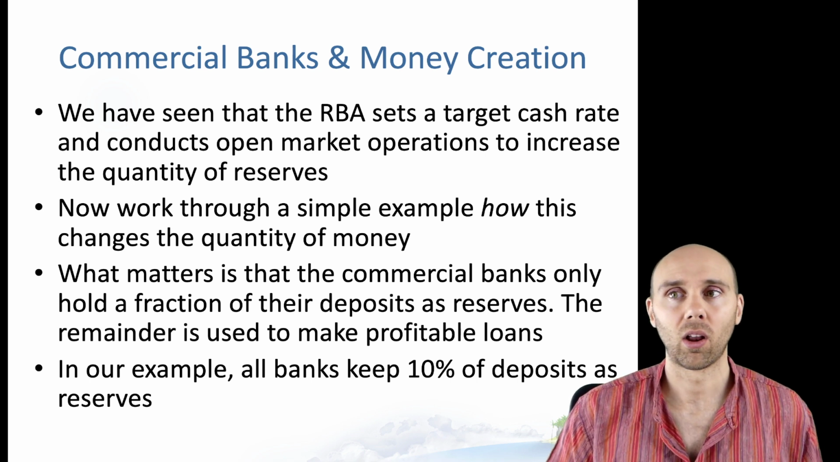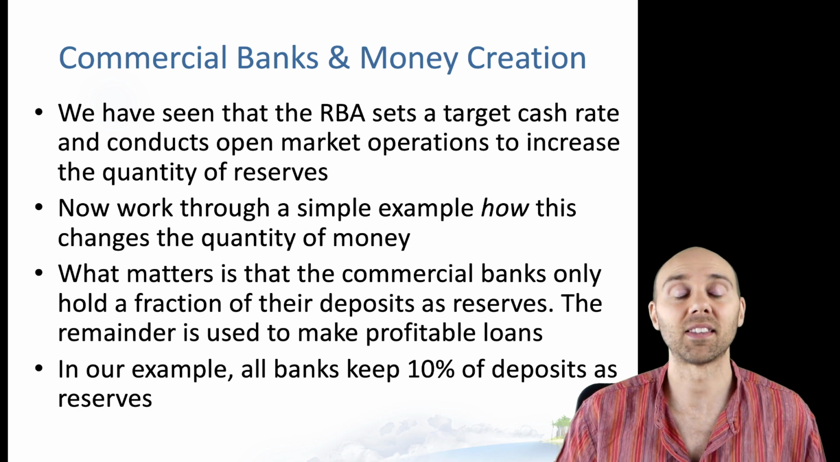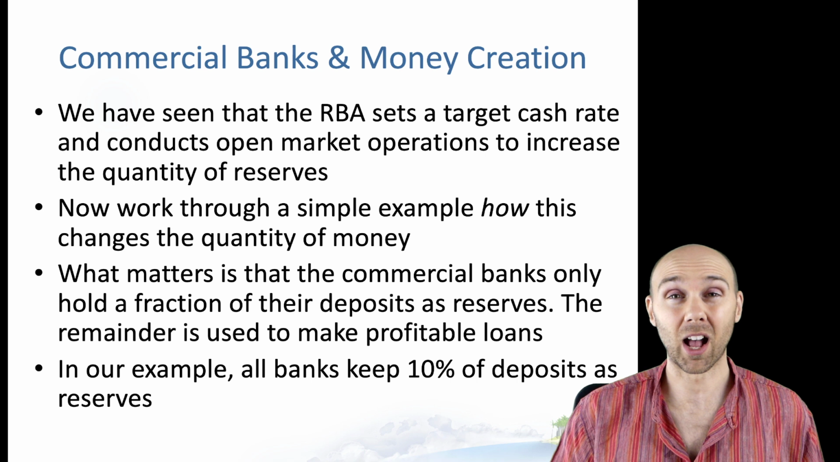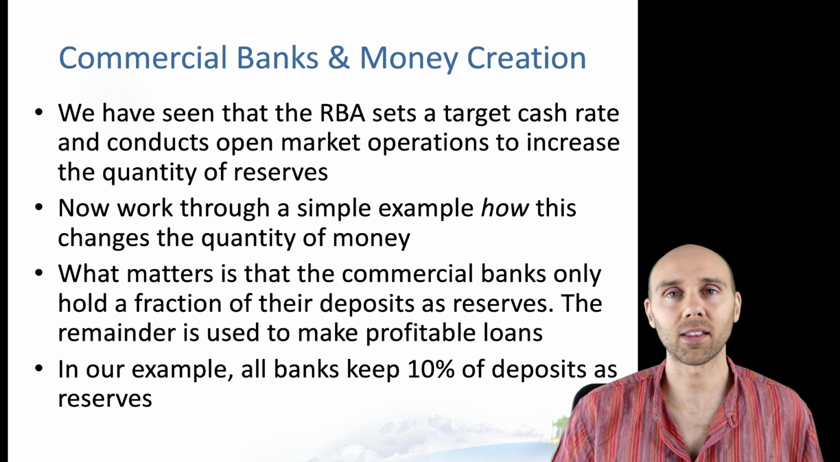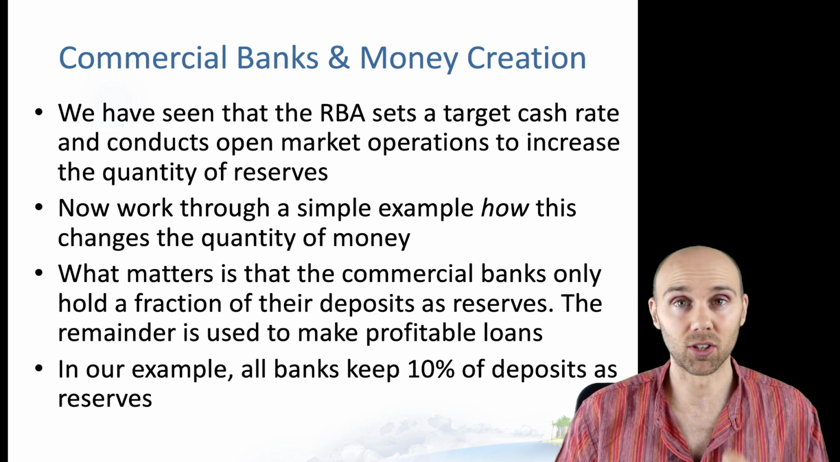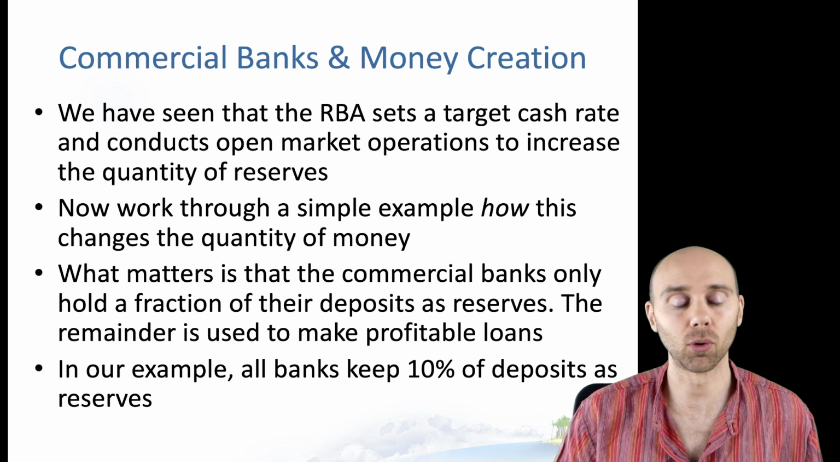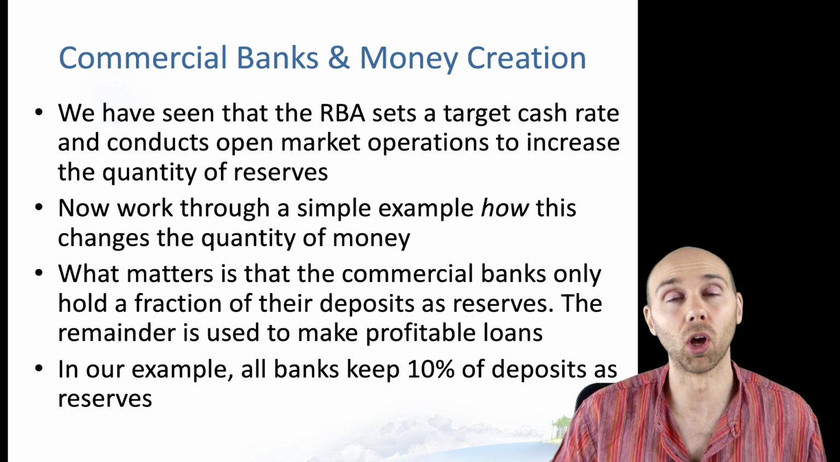Well, let's see how it can actually change the quantity of money using what's called the money multiplier. So that is the influence of these sorts of policies whereby the RBA affects the quantity of money supplied have a much bigger impact than just that initial injection. And that's what we call money creation. So let's see how this works. And it's all got to do with the fact that we live in a fractional reserve system.